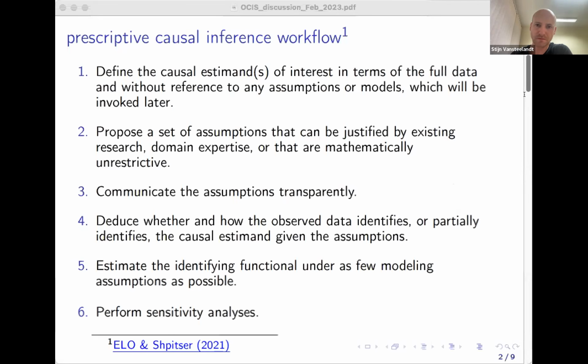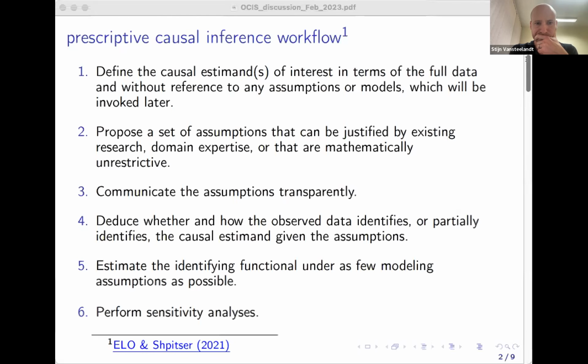The second step is to propose a set of assumptions that can be justified either by existing research or domain expertise, or in the absence of that are mathematically as unrestrictive as possible. The third step is to communicate these assumptions transparently and to offer intuition for any technical assumptions, to explain how a practitioner or user of the analysis could reason about when assumptions hold or when they're violated.